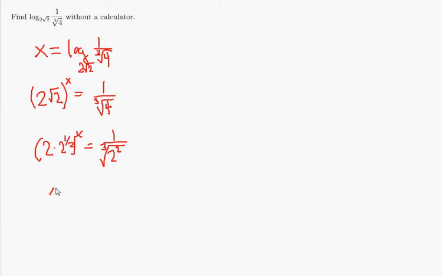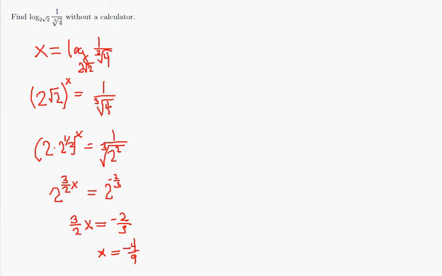So on the left-hand side we have 2 to the 3/2 power times x. 2 to the 3/2 is what's inside the parentheses, and by the law of exponents we multiply by x. On the right-hand side we have 2 to the negative 2/3 power. And so matching the exponents, we have 3/2 x is equal to negative 2/3, so that x is equal to negative 4/9. And so this can be computed without a calculator by just simply using the definition of logarithm.